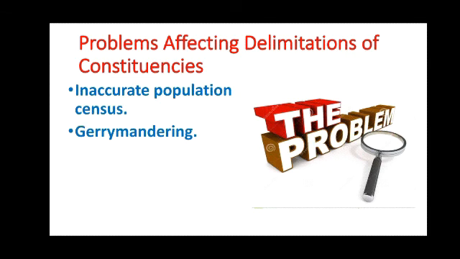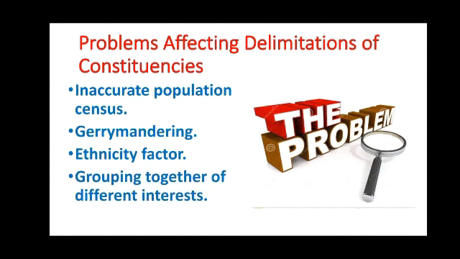Again, gerrymandering. The leaders may construct the electoral district in such a way as to give the majority party more representation in the parliament. We have ethnicity factor. Every ethnic group might want to have its own constituency, irrespective of the population or size. We have grouping together of different interests. Problem may also come up when trying to group the majority tribes with minority tribes. The minority group may not cherish such an idea.